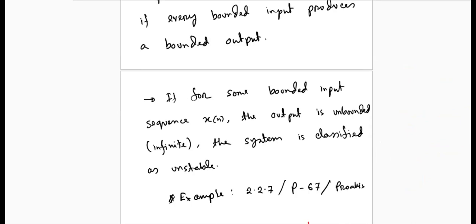Okay. And there is an example from the book. You can go through that. Interconnection of discrete-time systems.